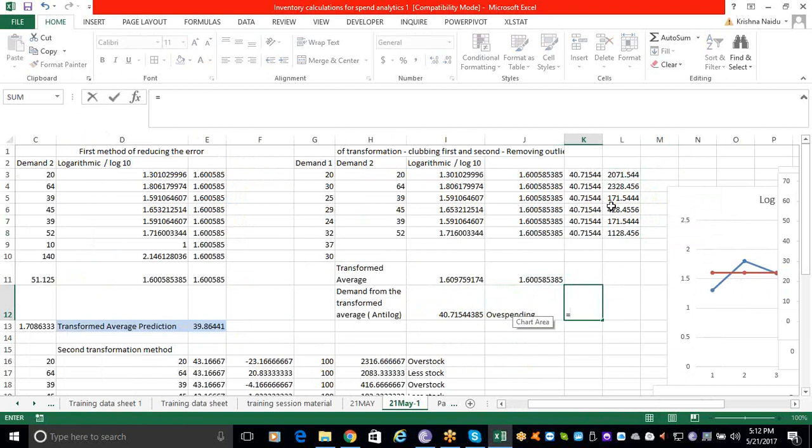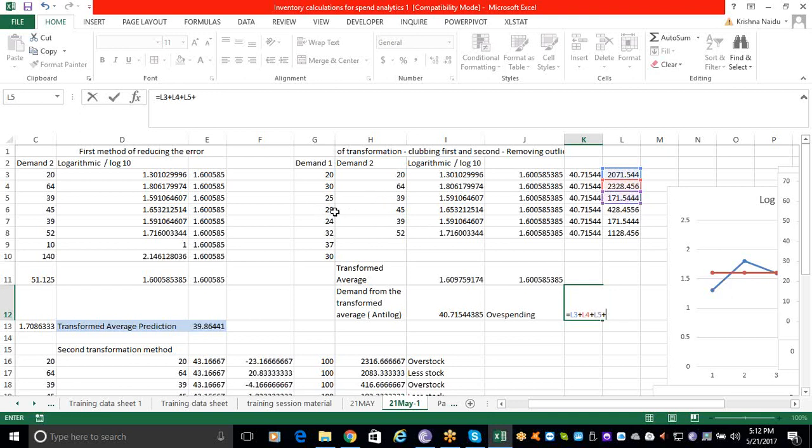And this is how much? The first case: 20 is the demand and we predicted 40. So this is an overstock. Overstock means overspending. Second scenario, the demand was 30, we predicted 40. Again, this is an overstock. Third case, the demand was 25, we predicted 40. This is also a case of overstock.